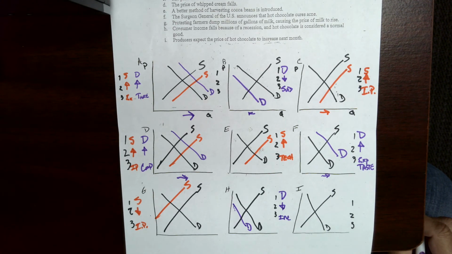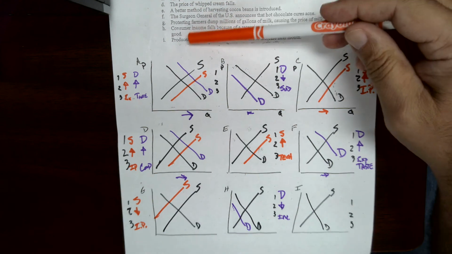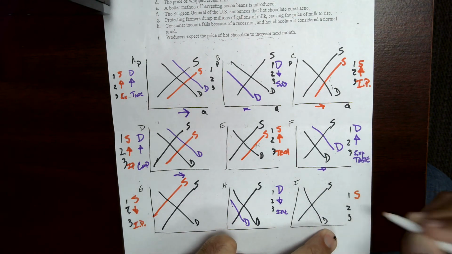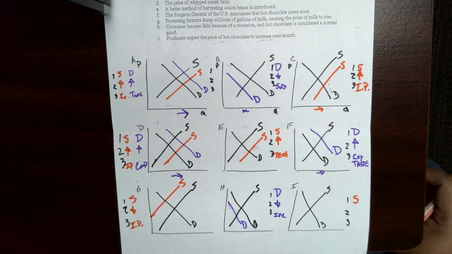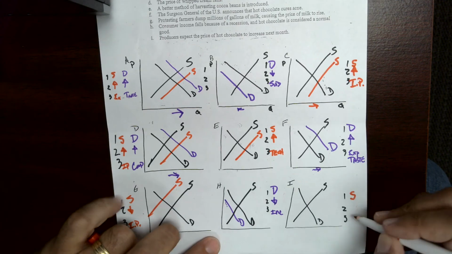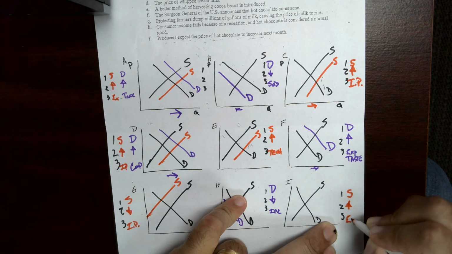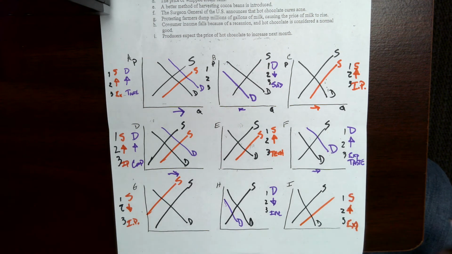Producers expect the price of hot chocolate to increase next month. Producers, that's telling you right now it's going to be a supply-side issue. If I know the price is going to go up next month, I want to make more of it this month so I can have it ready in the supply. So that would be an increase in my supply, an expectation, with the curve to the right.